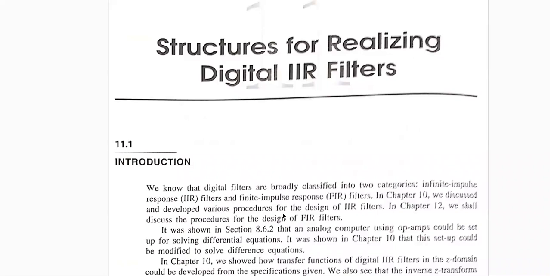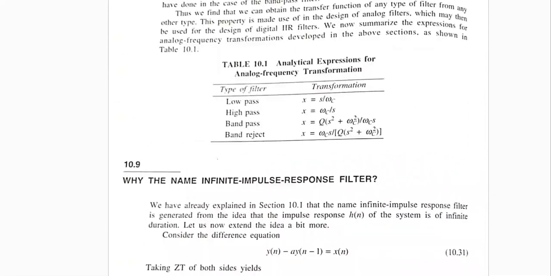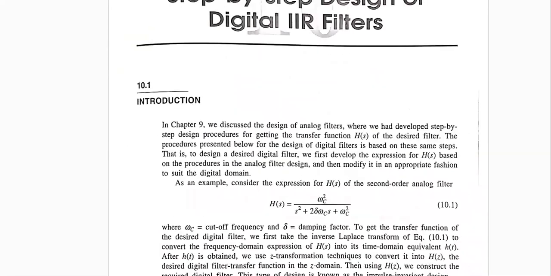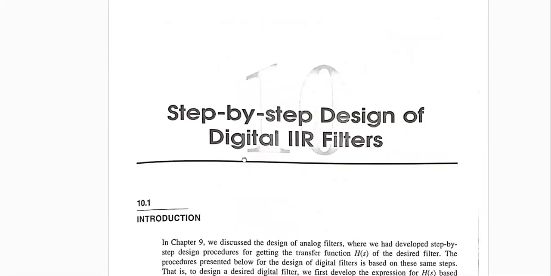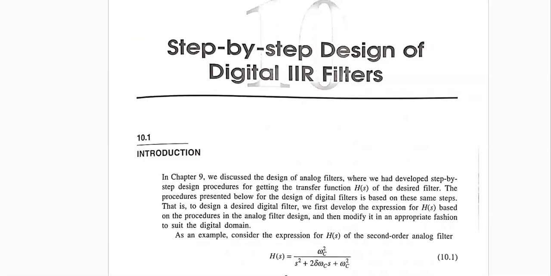So we have been studying the filter design, starting from the analog filter design and the digital filter design. In the last section, in chapter number 10, we talked about the step-by-step design of digital IIR filter. We have done it in the last session. Today we'll talk about two chapters.